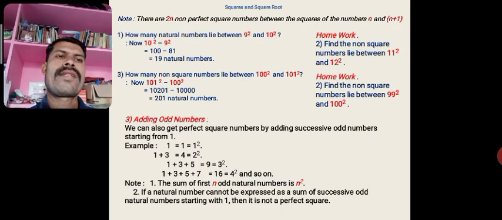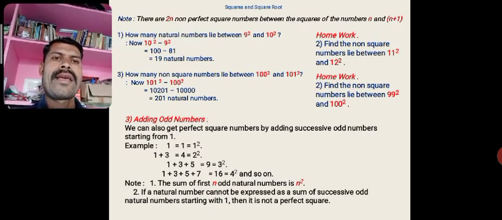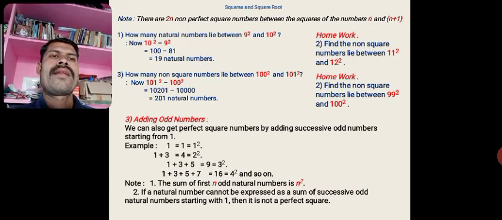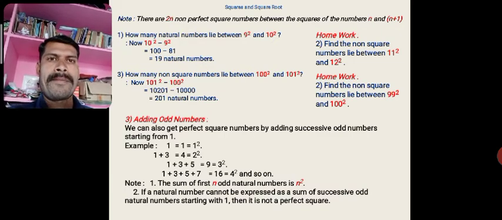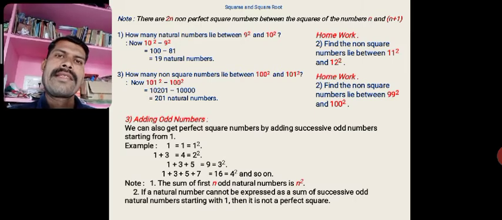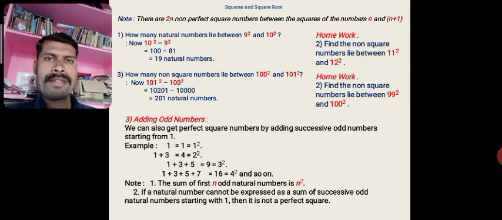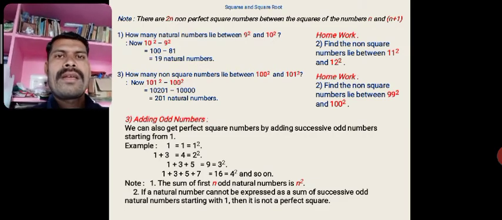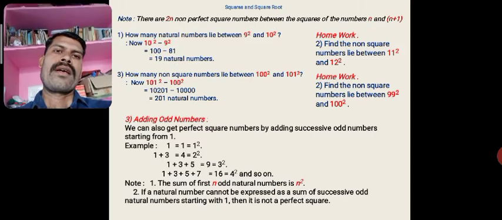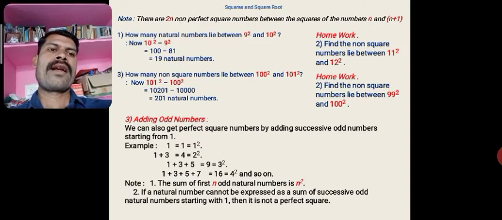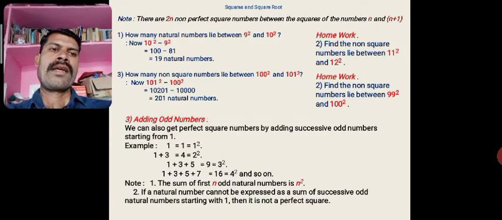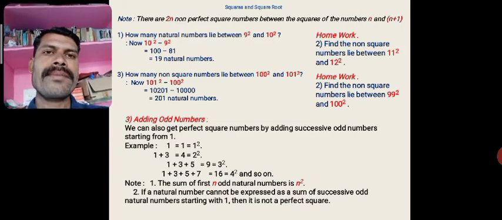One more thing we can see here is that if a natural number cannot be expressed as a sum of successive odd numbers starting with 1, then it is not a perfect square. That means by seeing this we can define non-perfect square numbers. What is a non-perfect square number? In other words, if a natural number cannot be expressed as the sum of successive odd natural numbers starting with 1, then it is not a perfect square. Okay.